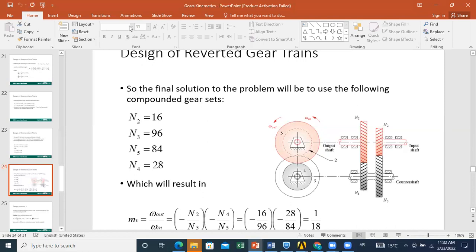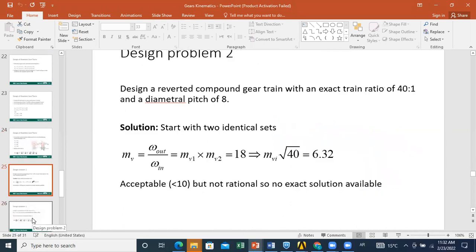Okay, now let us do another example. Design a reverted compound gear train with an exact train ratio of 40/1 and a diametral pitch of 8. As I told you before, in a reverted compound gear, we use the same diametral pitch for the different gears. Here they imposed on us the value of diametral pitch. So once we get the number of teeth, we can deduce the pitch diameters for the different parts. Okay. So let us start with our gear ratio.